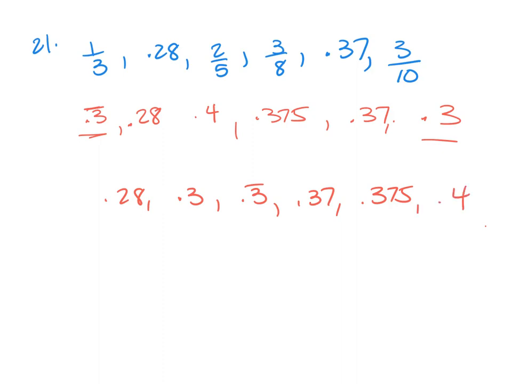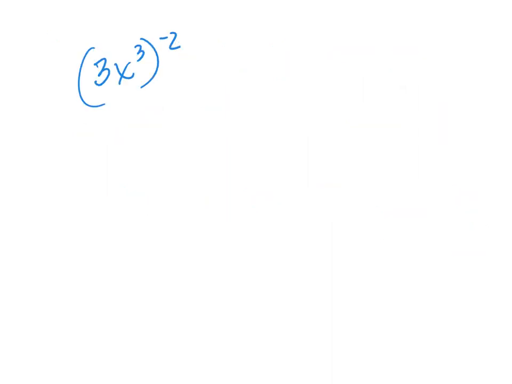So then you translate it back and you put 0.3 is 3/10. And 0.3 repeating is 1/3. 0.37 is 0.37, and then 3/8 and 2/5. So it's B. Everybody get that? You've got a calculator.